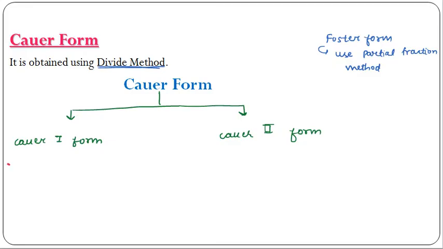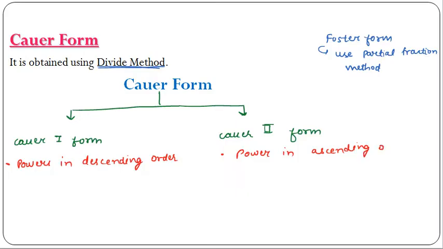The difference is that in the Cauer first form we will write the powers of s in descending order. Descending order means the power will be decreasing in nature. First s power 4, then s power 3, then s square, s power 1, and s power 0. Whereas in the Cauer second form we will write the terms in increasing, that is ascending, order of power.